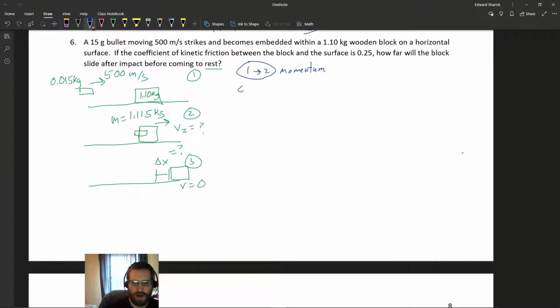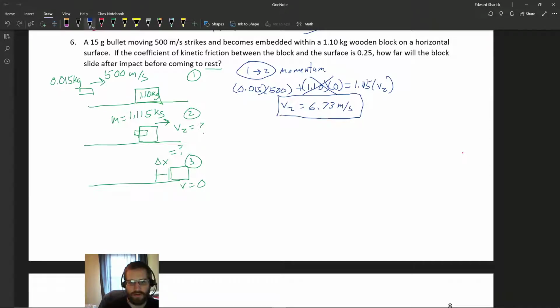Again, go ahead and try and write out the equation, pause the video, and hopefully you got mass of the bullet times velocity of the bullet plus mass of the block times velocity of the block, which is 0. And again, I want to write that out. You don't have to. And then that should equal my final mass of the block, 1.115 times v2. And solving for v2 gives 6.73 meters per second. So all pretty standard stuff.